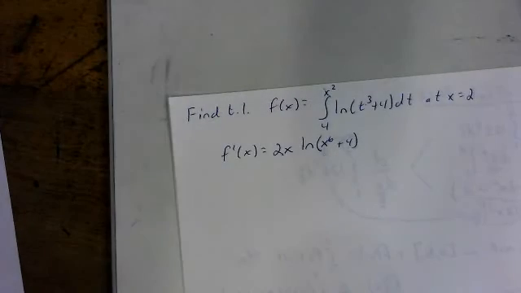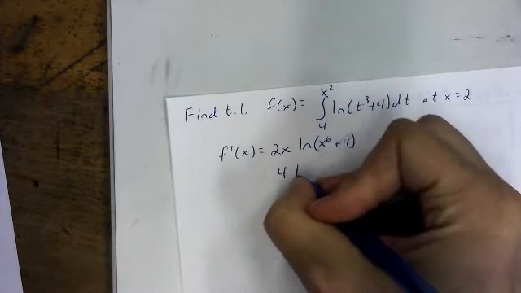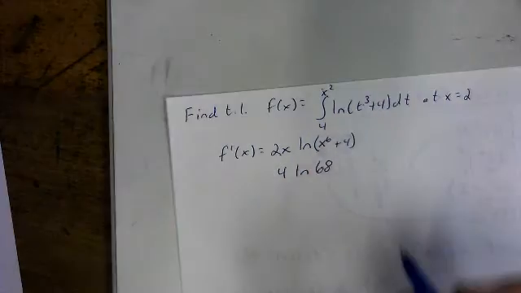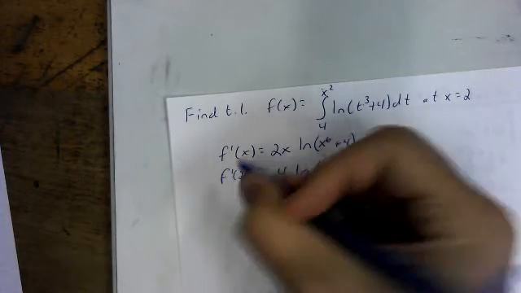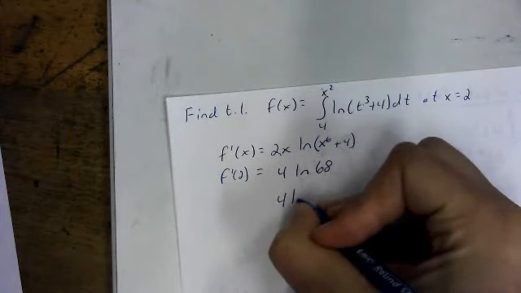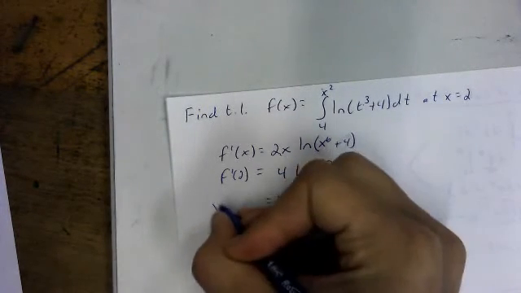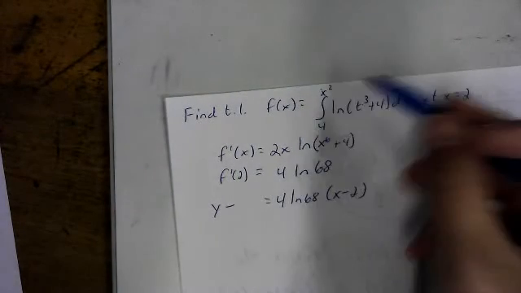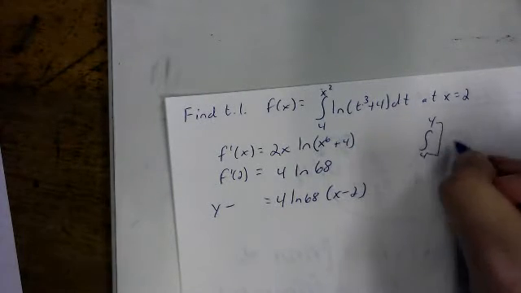Let's plug in 2. So we get 4 natural log of 68. So there's my slope. So we know the tangent line is 4 natural log of 68 times x minus 2. All we need is the y value. The great thing about the y value is if you plug 2 in, you get 4 to 4. Well, the area from 4 to 4 is going to be 0. So we're done.